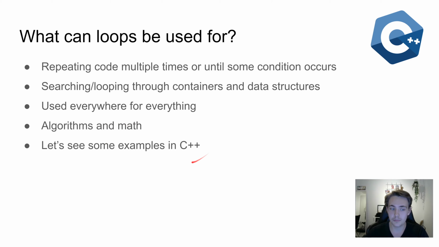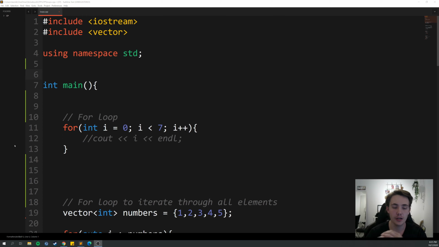So let's jump into Sublime Text and see some examples in C++. We're now jumping into Sublime Text, and I'm going to show you some different examples of how we can use and set up for loops in C++, also different things you can use for loops for, some other hints, and also the while loop in the end.